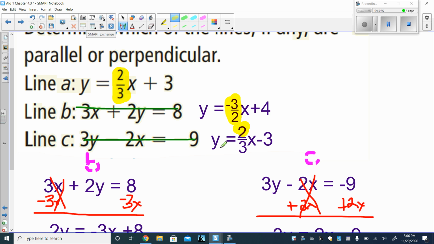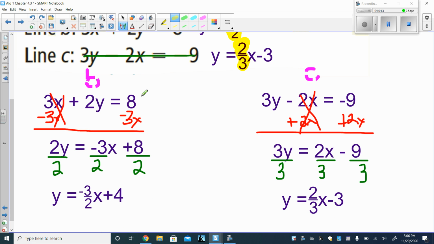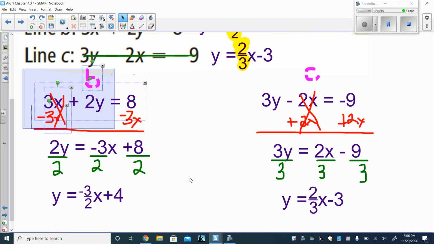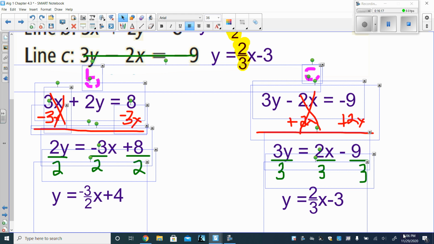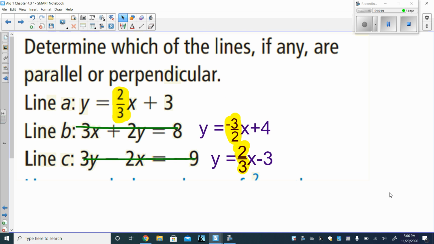So the slopes of each one of these lines here are, well, we have 2/3 for line A, negative 3/2 for line B, and 2/3 for line C. Now, what the problem was wanting us to do was to figure out which lines are parallel and which ones are perpendicular.